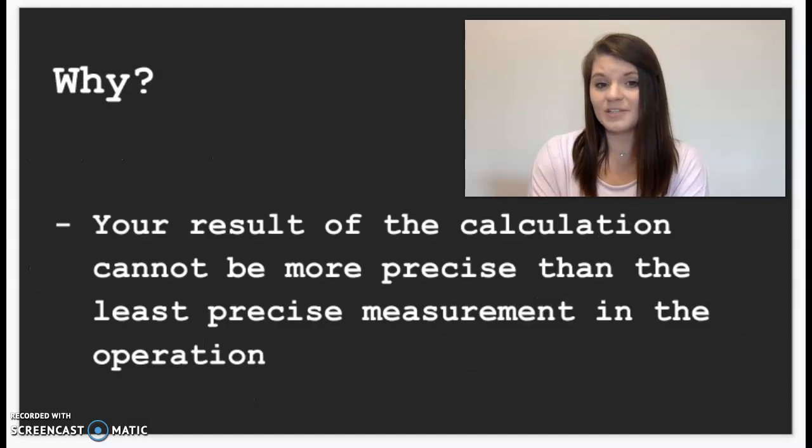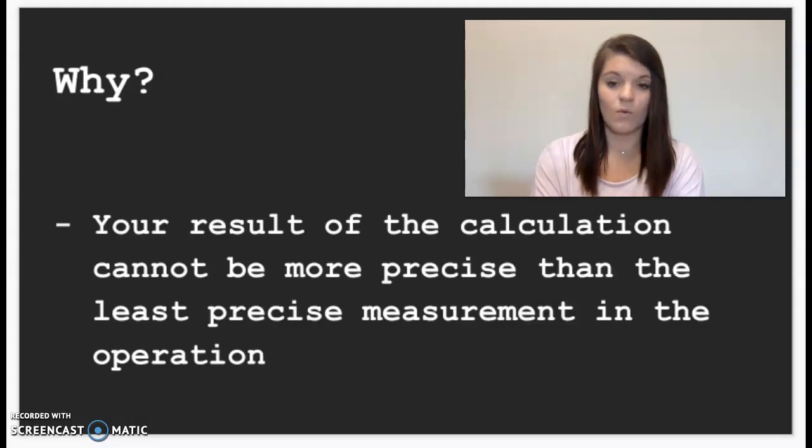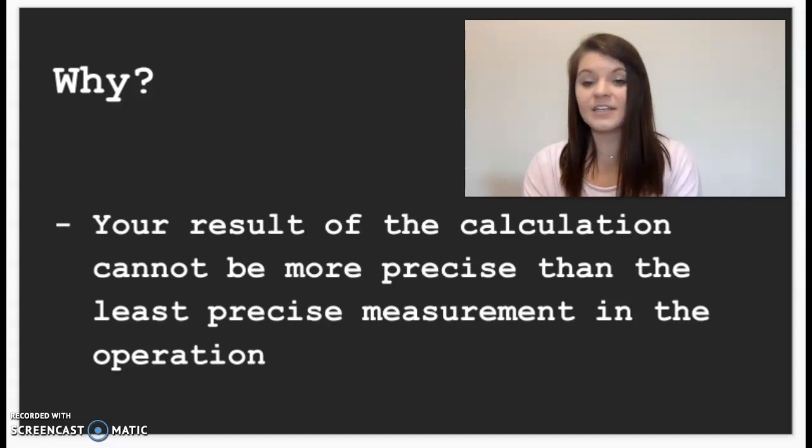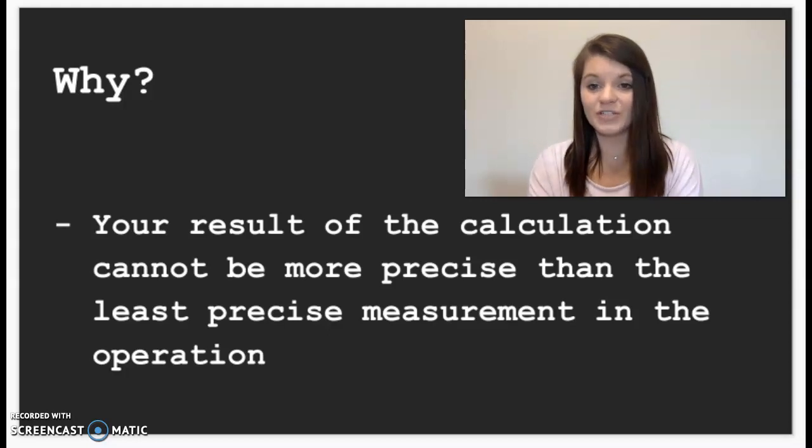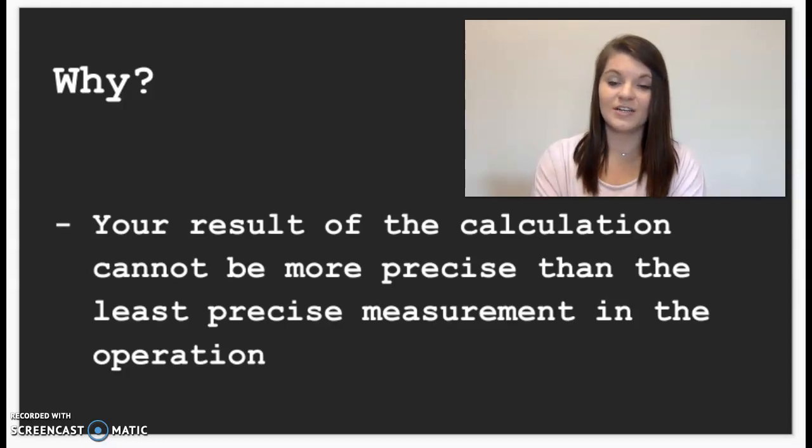So you might be wondering, why are we doing this? Why are these numbers a thing? So the result of your calculation of either adding or subtracting or multiplying or dividing cannot be more precise than the least precise measurement in the operation. All right, so if you're wondering why we are doing this, there's your answer.